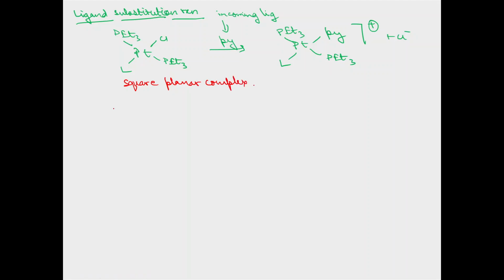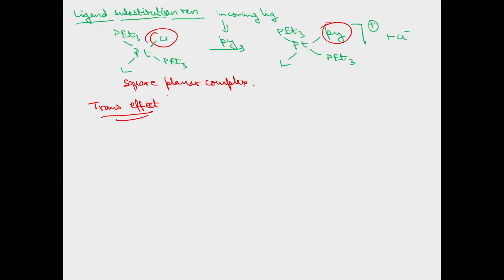Okay. So here what is happening? This Cl minus ligand is getting substituted by pyridine ligand. So for ligand substitution reactions in these square planar complexes, there is one effect which we all should be familiar with, which we call trans effect. Okay. So what is trans effect? It is basically the labilization of ligands trans to the other.